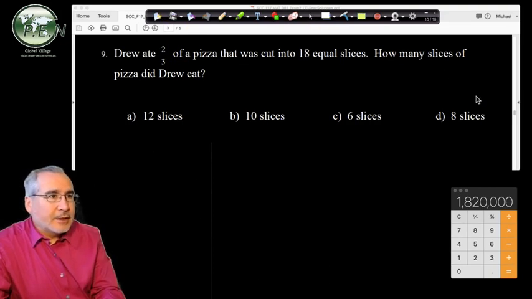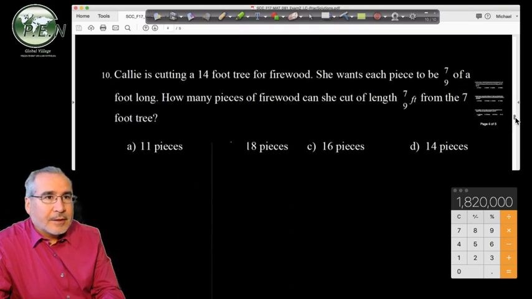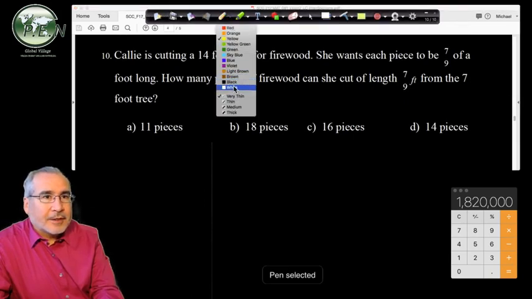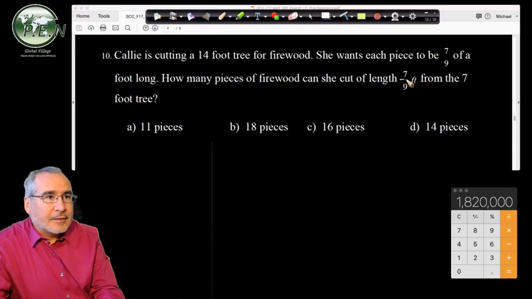That was 9. Let's get to 10. Let's see. Yeah, we do need some fractions in here. So this is 7/9 and this is 7/9. Oh, I forgot to fix this. This 7 should be 14. It refers to the tree over there, 14 feet.